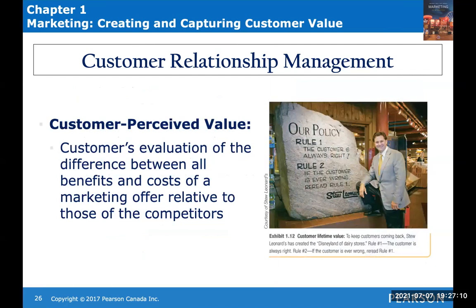The customer perceived value is really the difference between what the customer is paying for a product and service and that which they get from it. So it is the customers' evaluation of the difference between all the benefits and costs of a marketing offer relative to those of the competitors. In other words, the benefits and costs associated with your cup soup versus the benefits and costs of your competitor's cup soup. All right, so that's why it says customer perceived value. In other words, how does a customer rank your good and or service in relation to your competitor? How do they rank the benefits that you outline in your value proposition as well as the costs in relation to your competitors?